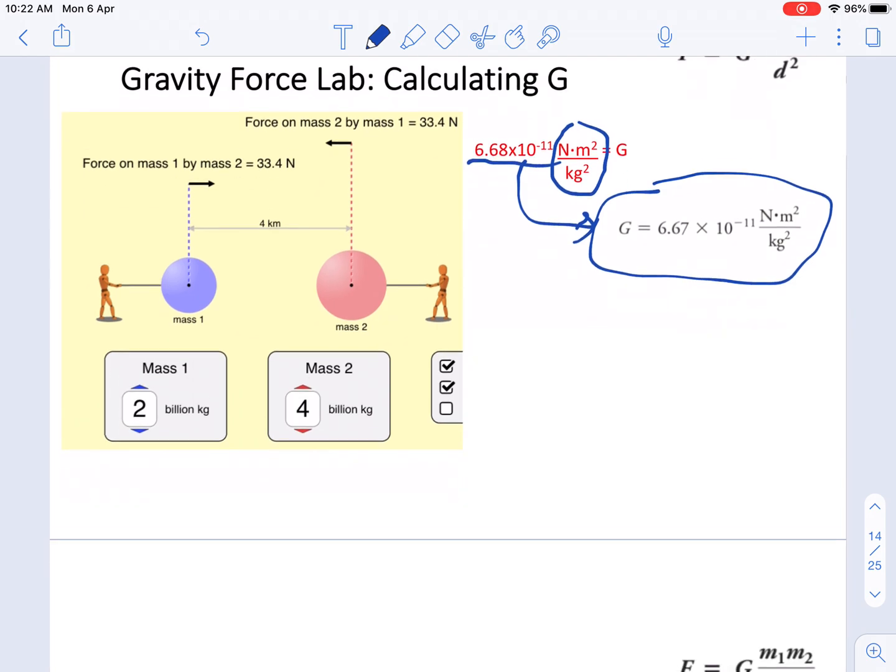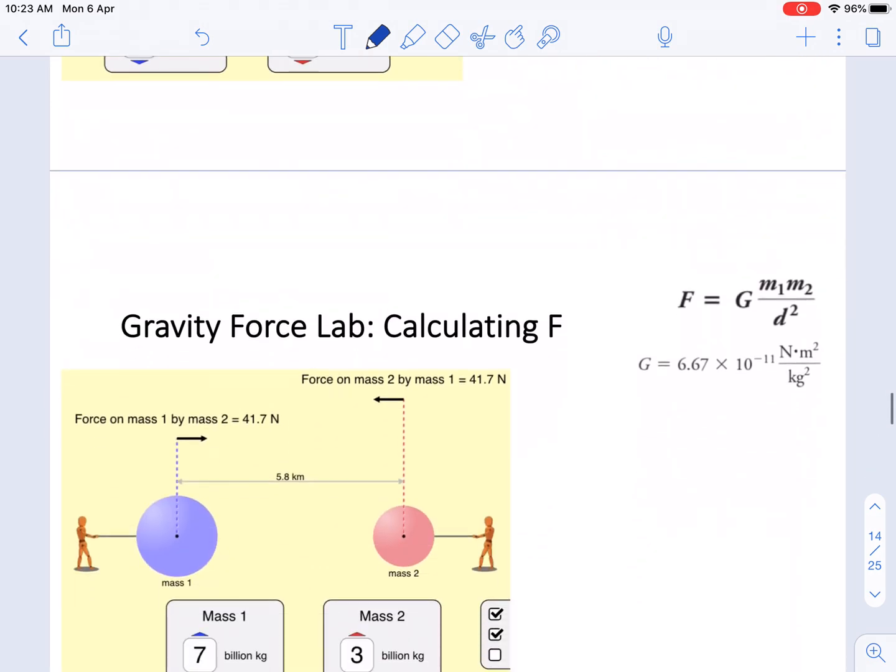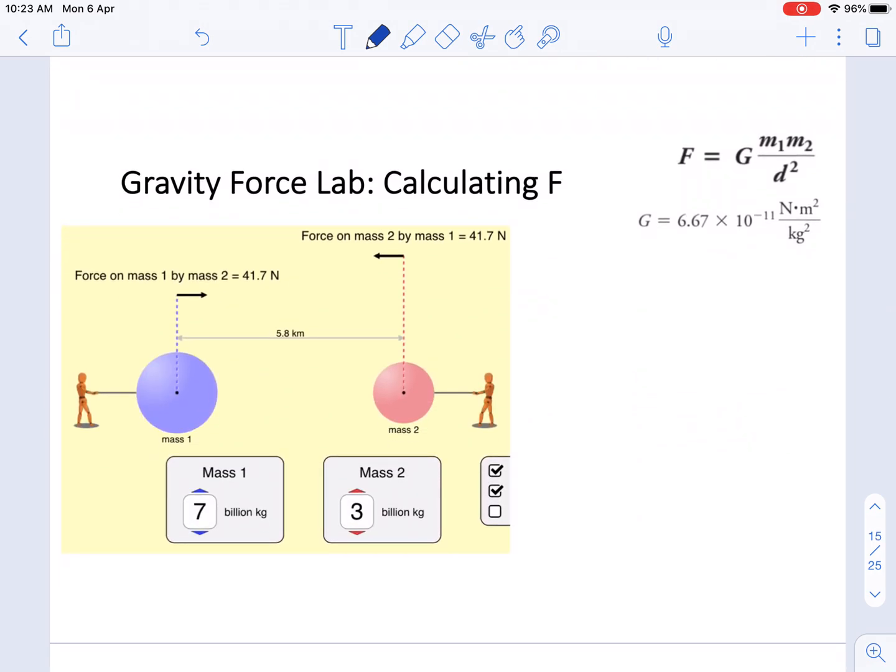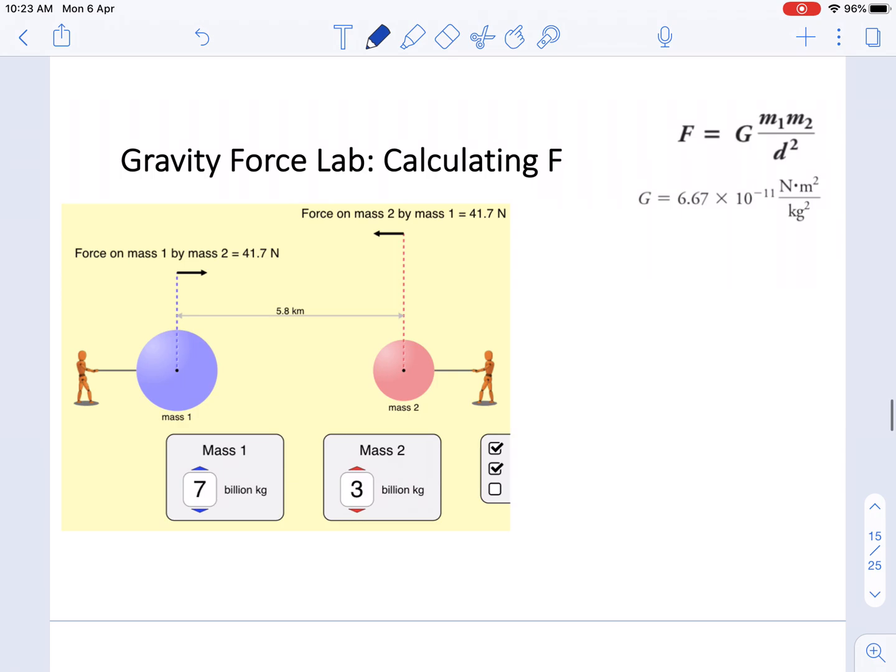All right, so now let's use the value of g to see if we can solve for the gravitational force. So here's a new setting. You can see I've changed the masses here in this screenshot and the distance.